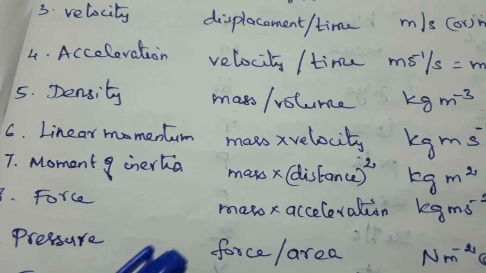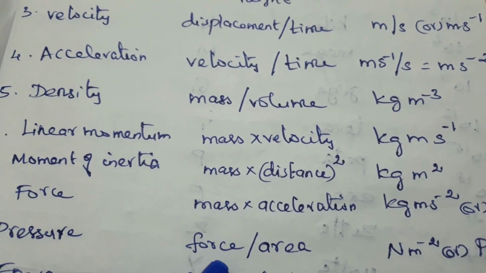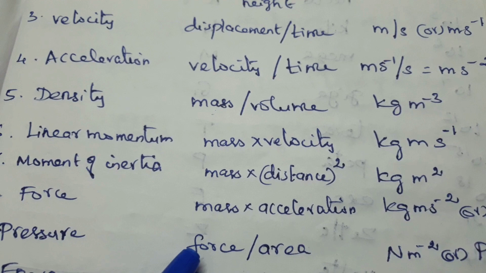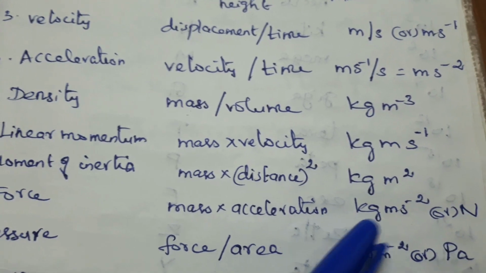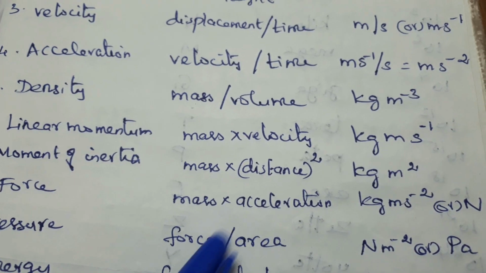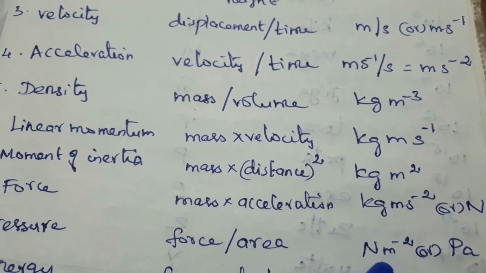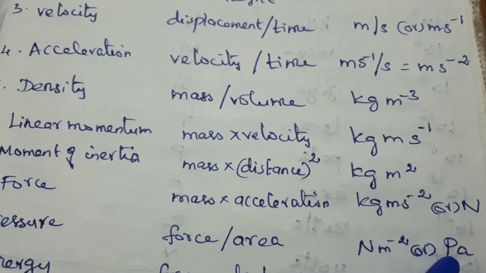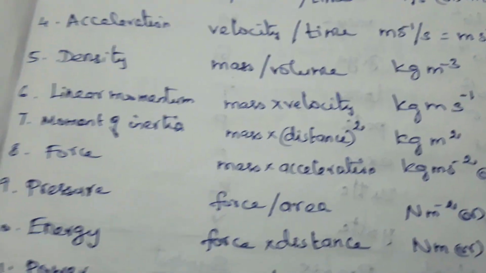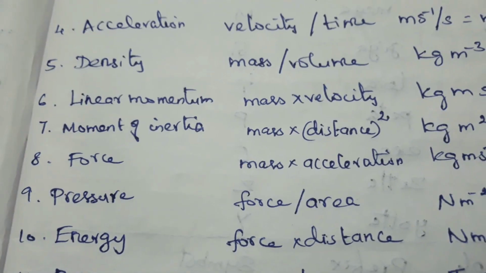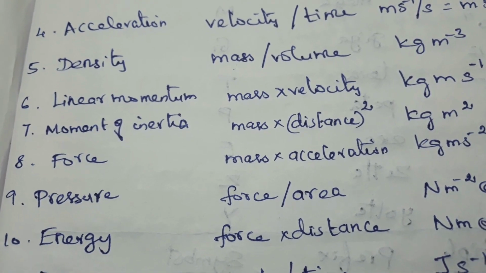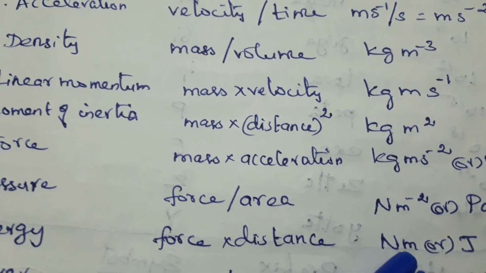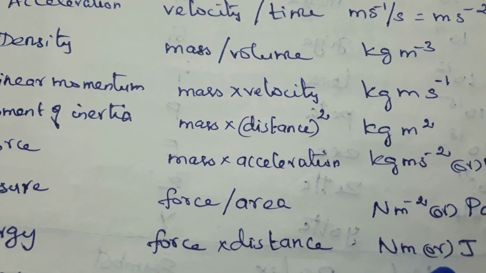Pressure. What is the unit of pressure? First expression. Expression for pressure is force per area. Force already we have discussed. Newton or kilogram meter second raised to minus 2. So here we are using Newton per area, so divided by meter square, or we can write Newton meter raised to minus 2. Otherwise Pascal. That is also the unit of pressure. Energy, or we can call it work done. Work is force into distance. So unit of force is Newton, distance is meter, Newton meter, or we can write joule.